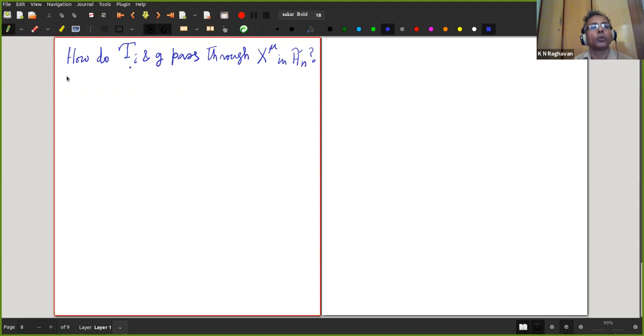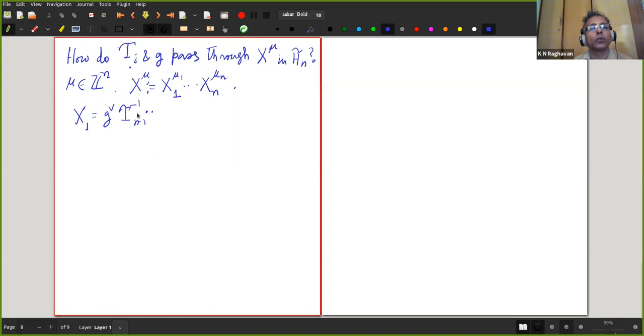Let's recall. mu is in Z to the n, that's our convention. And what does x to the mu mean? This means x1 to the mu 1, and so on up to xn to the mu n. This is the definition. These were the generators in the second presentation of the DAHA. If you want to take the original presentation, then there is an expression for the xi's. So x1, for example, is g check times Tn minus 1 inverse. This was the definition. And then xi plus 1 was Ti xi. So this defines the xi, just to recall for you.